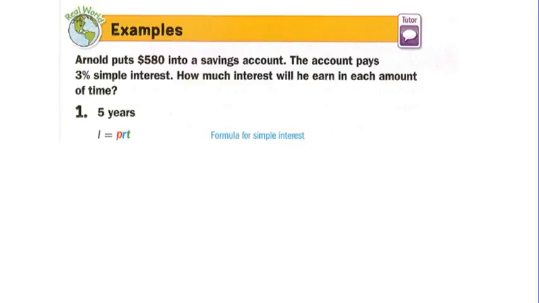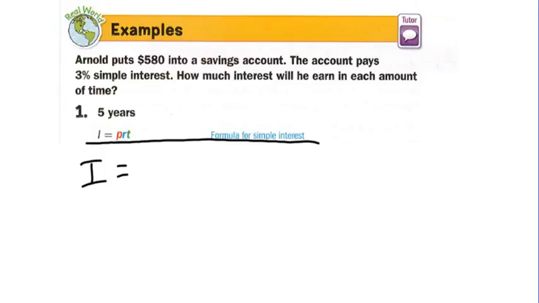In our first example, Arnold puts $580 into a savings account. The account pays 3% simple interest. How much interest will he earn in each amount of time? So in the first one, we're looking at 5 years. So he's going to use it for 5 years. So we start with our formula, which is interest equals principal times rate times time. All right, so we're looking for the amount of interest.